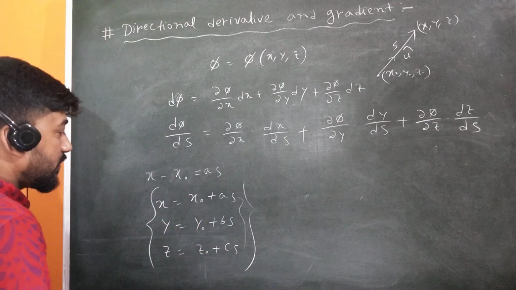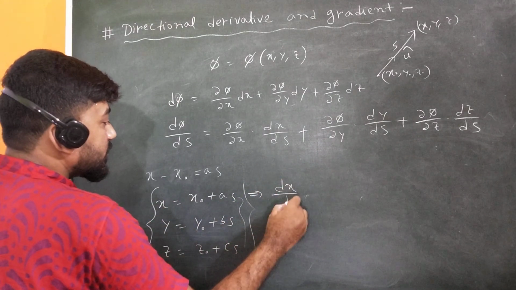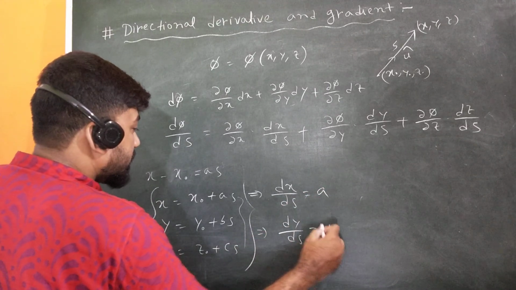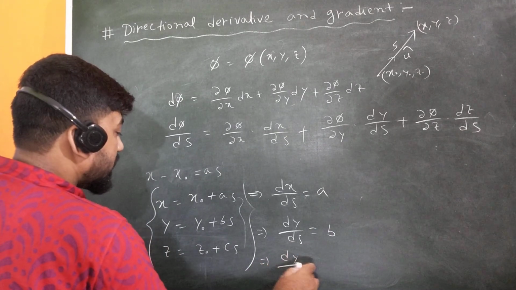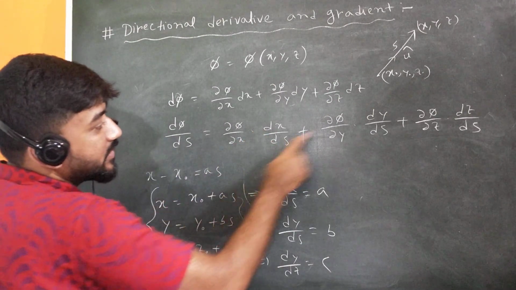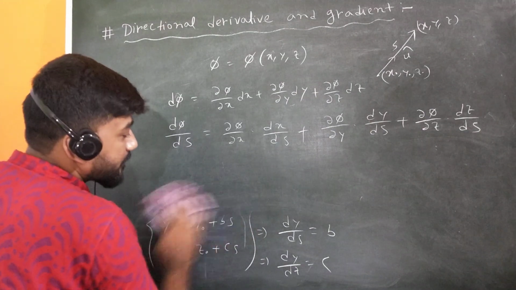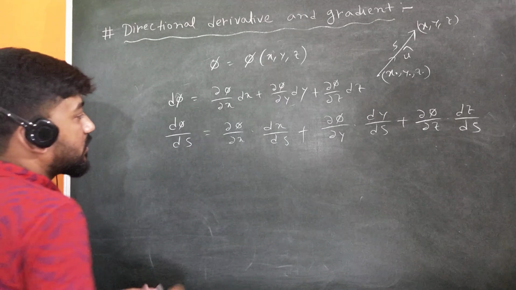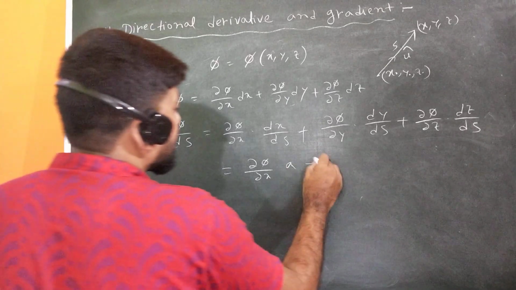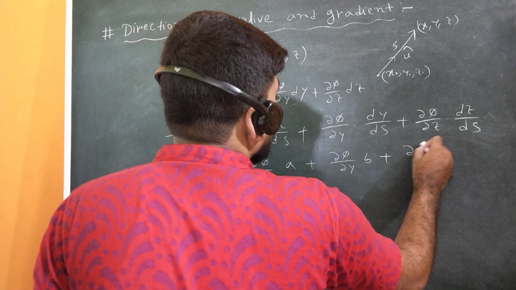Now please see, from here dx upon ds is a only, because x is constant. So dx upon ds is equal to a. Similarly dy upon ds is b, and dz upon ds is equal to c. Now let me put these in place of dx by ds, dy by ds and dz by ds. So you will get a very simple equation: del phi upon del x into a plus del phi upon del y into b plus del phi upon del z into c.